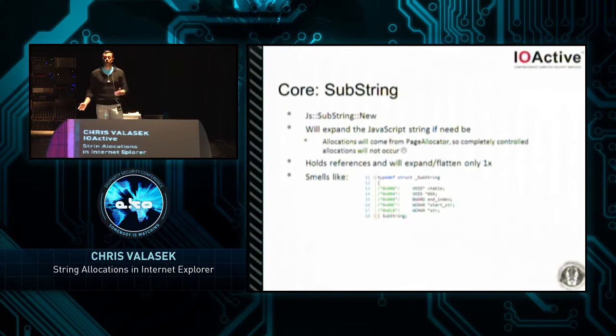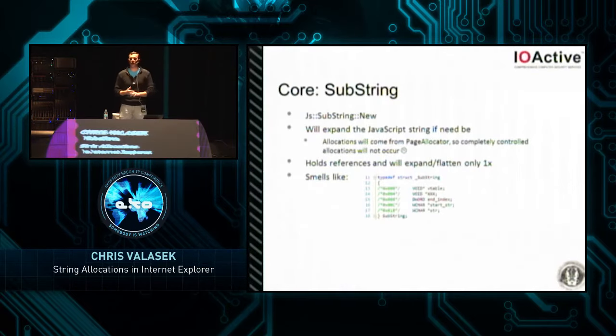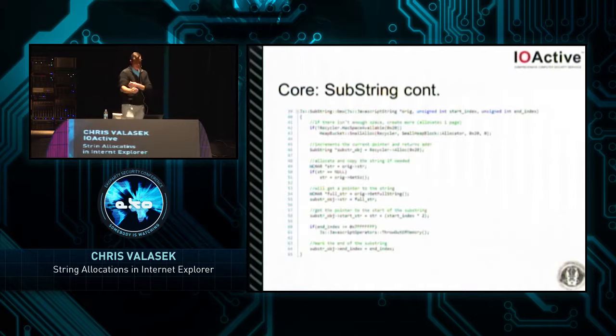That brings us to substrings. Substrings, again, don't automatically create new memory. They'll expand the string if needed, and we'll see later in the pseudocode how that's done. Again, it's just a reference holder for this new piece of memory. It looks like this: it has a vtable, it has an end index, it has a pointer to the start of the original string, and it has a pointer to the actual string overall that you're using. Again, this is quite small, so I'm going to put the slides and code up.